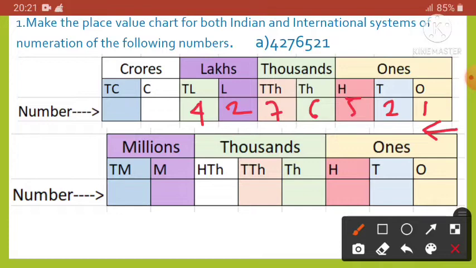Next is the international system of numeration. So it will be that way. It will be 1 here, starting from this end, then 2, 5, 6, 7, 2, and then 4. Okay, so already we have done it.